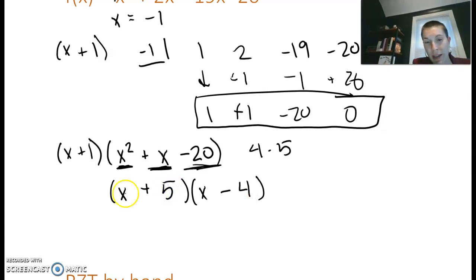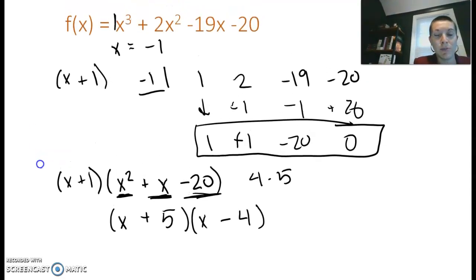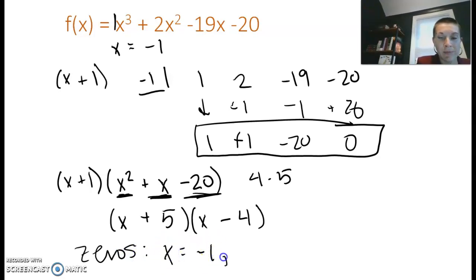So we should simplify out to x squared, check, minus 4x plus 5x, which comes down to plus x, and then minus 20, 5 times negative 4. So this is my factored out formula. So x cubed plus 2x squared minus 19x became x plus 1 times x plus 5 times x minus 4. And my zeros are x equals negative 1, negative 5, and 4.